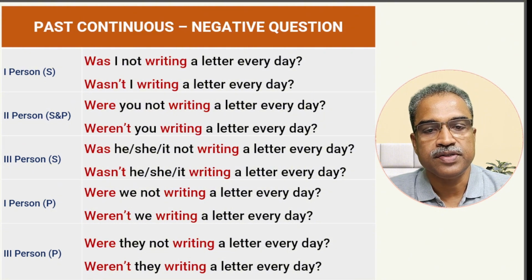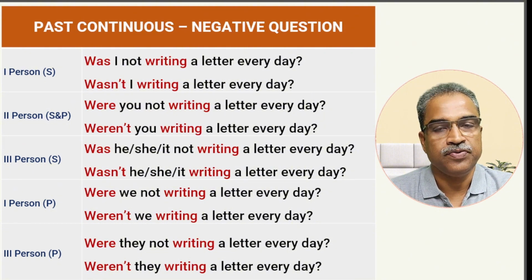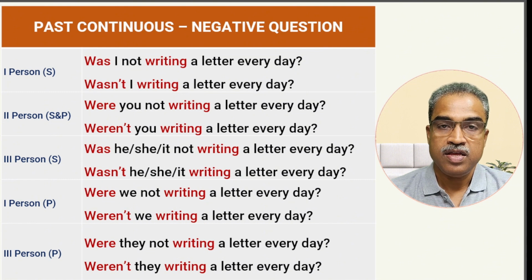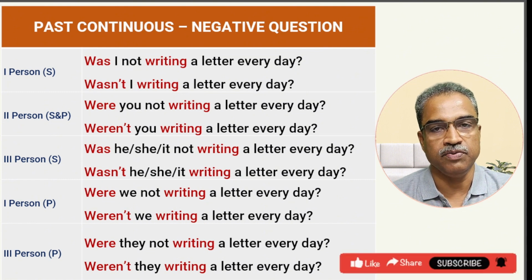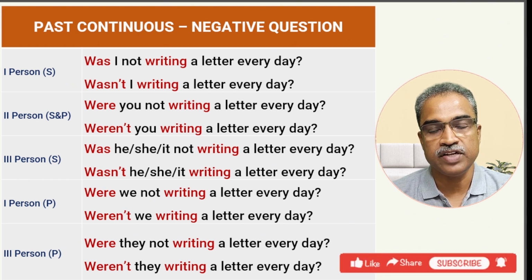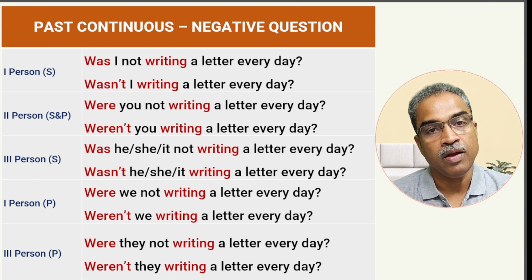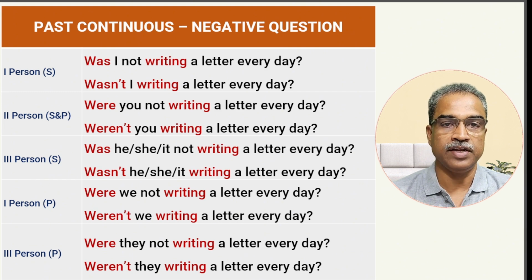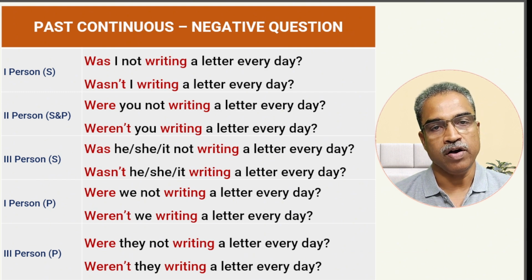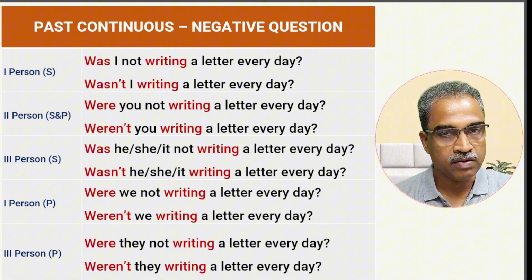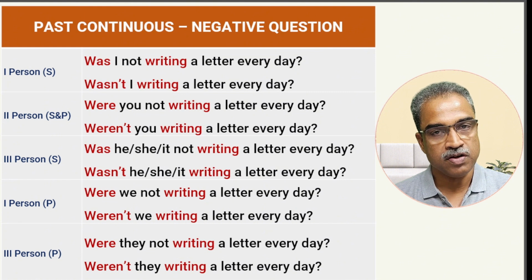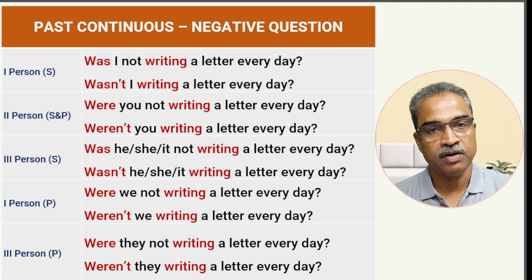Past continuous tense, negative questions. So, first person: "Was I not writing a letter every day?" For example, the statement will be, "I was not writing a letter." Now the question will be, "Was I not writing a letter?" Was plus not is wasn't. So you could put wasn't first also. So it will be, "Wasn't I writing a letter?"